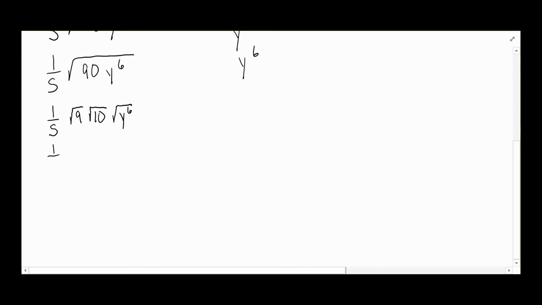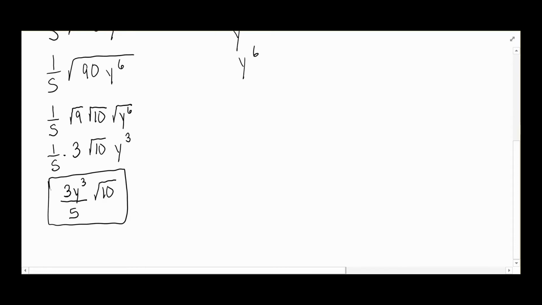Now let's do the take the radical step. Square root of 9 is 3. Square root of 10 doesn't simplify, and the square root of y to the 6th is y cubed. Now let's clean it up. How about the things that are outside the radical? We have a 3 and a y cubed on top with a 5 on the bottom. And then things that have a radical, square root of 10.